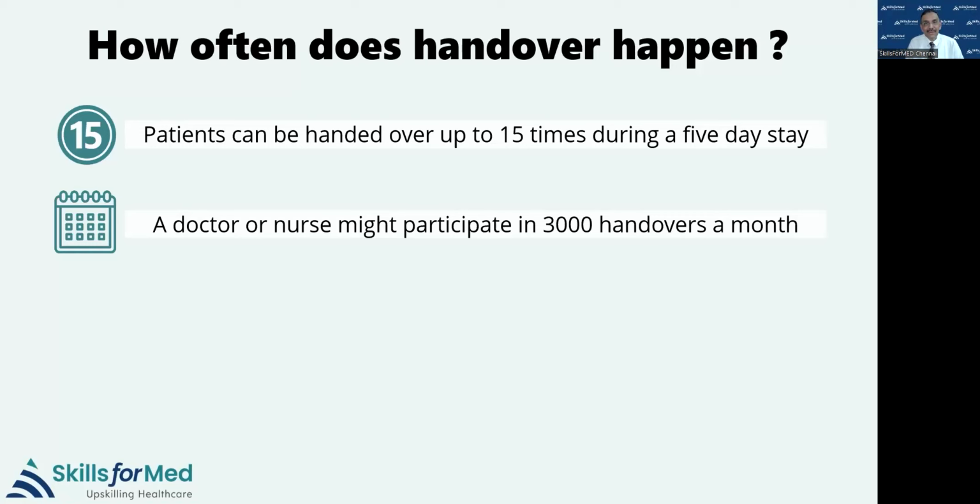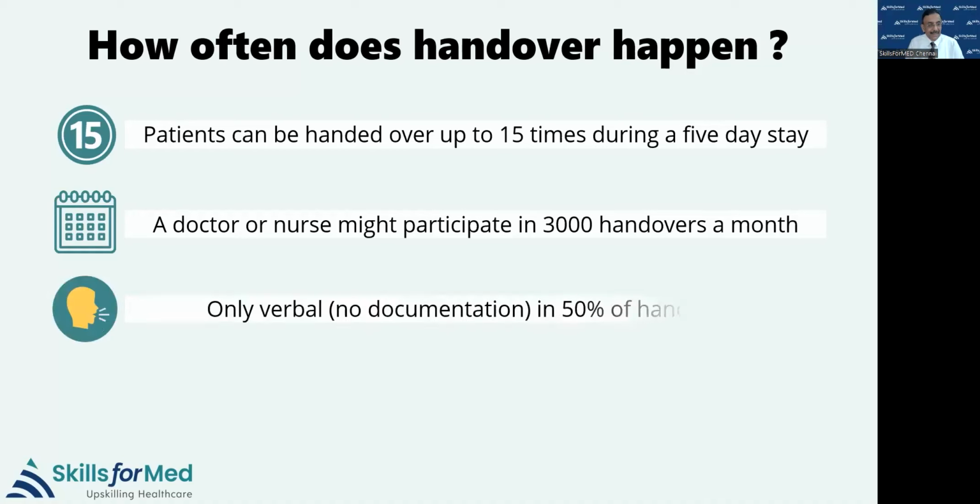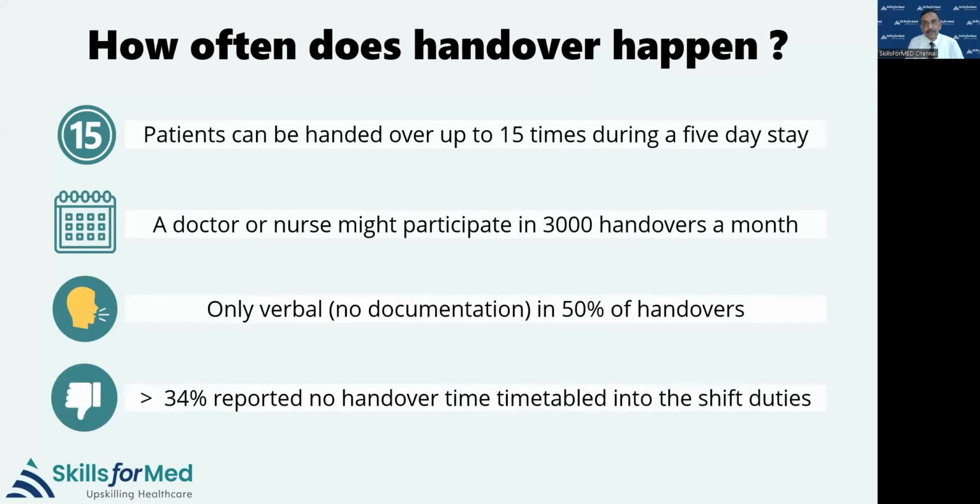And that is the reason, if you are not careful, a lot of mistakes can happen and patients fall between the cracks. In many hospitals, more than 50% of handovers are only verbal. There's no documentation at all. And more than 34% of nurses, in a particular study, reported handover is not actually timetabled into the schedule. So it is like you have to do all the work and somehow manage the handover. Then the handover becomes rushed because there's no time actually scheduled for it. So these are the facts.